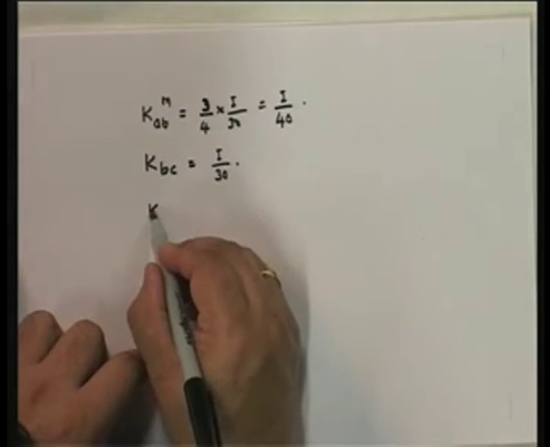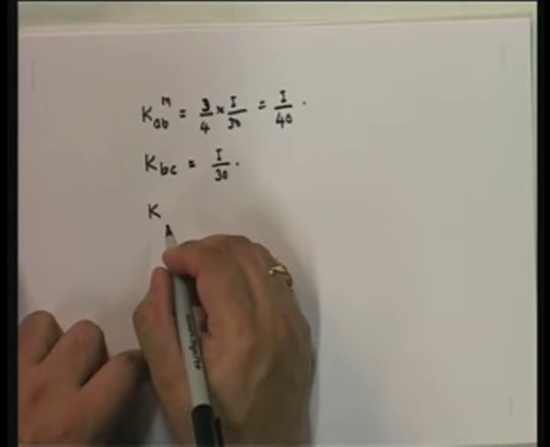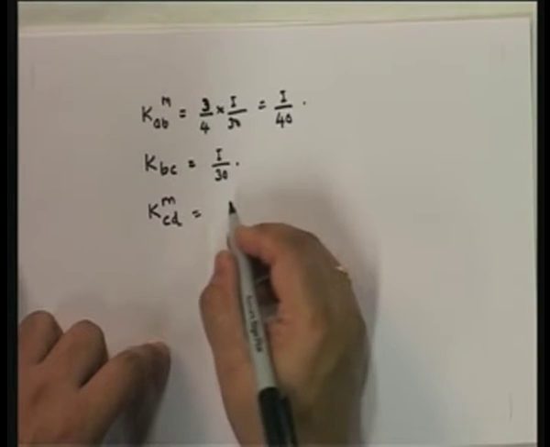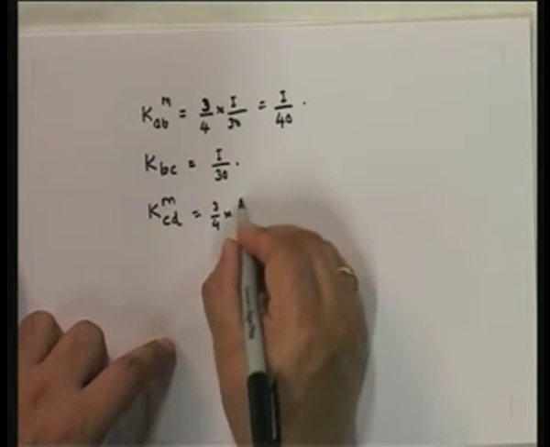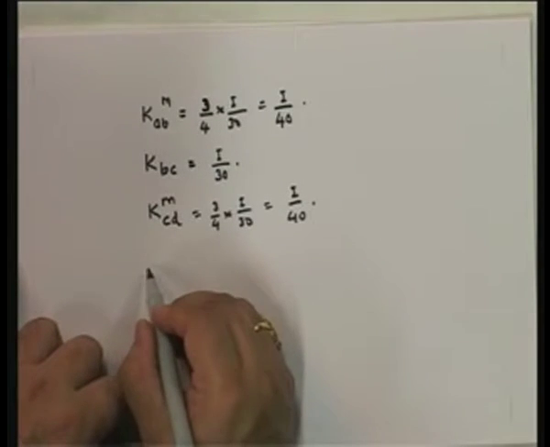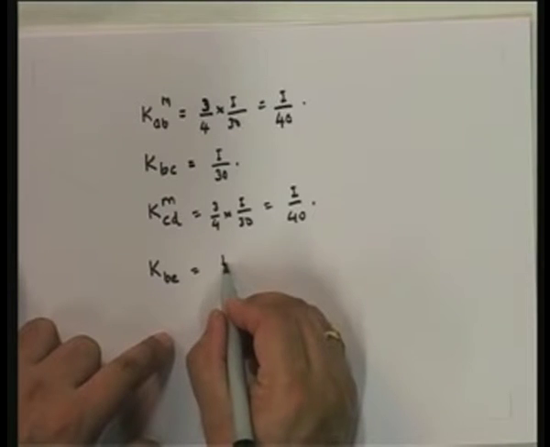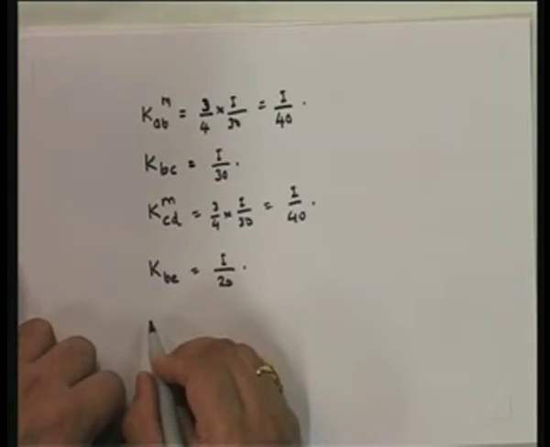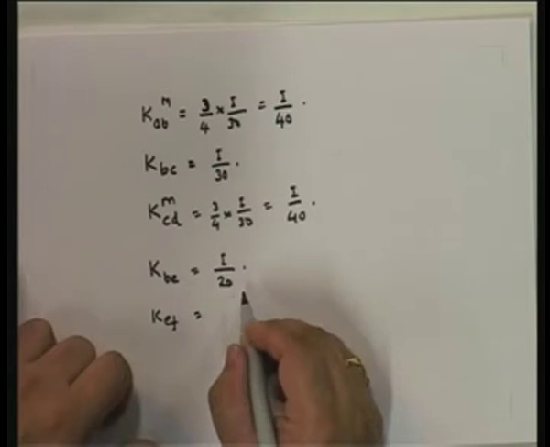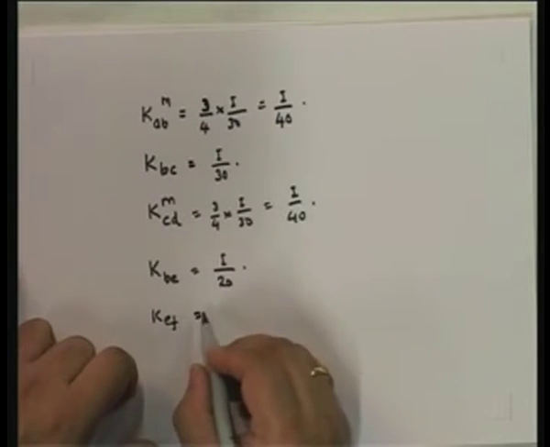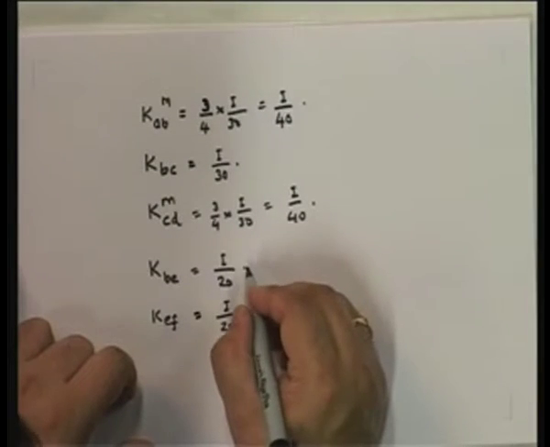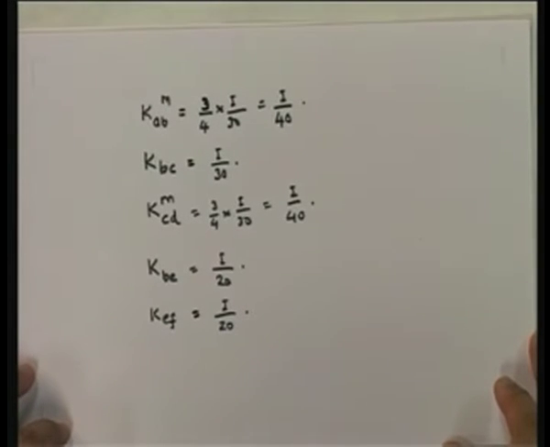Okay. Then we have KCD. KCD is modified since D is a hinge, so it's going to be 3/4 into I upon 30, which is equal to I upon 40. Finally, we have KBE, which is a normal member, I upon 20. And KEF is equal to I upon 20. But these are the stiffnesses for each member.